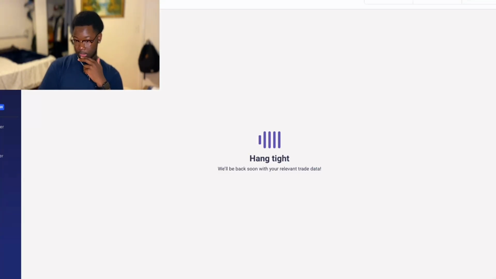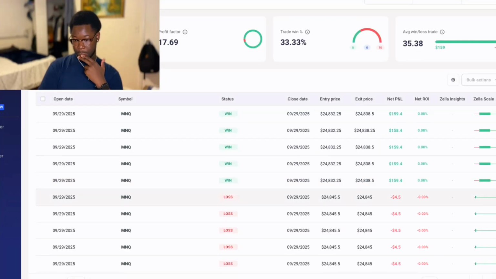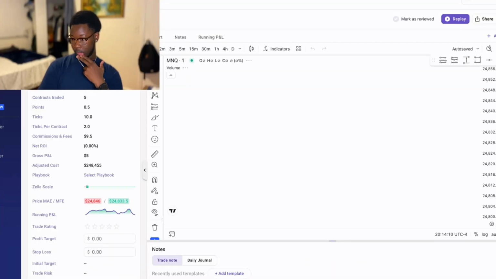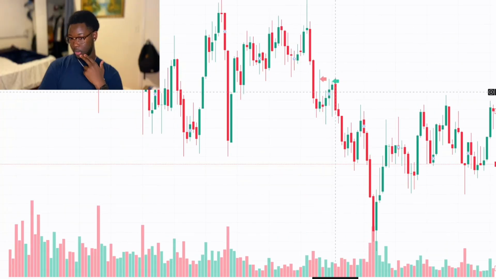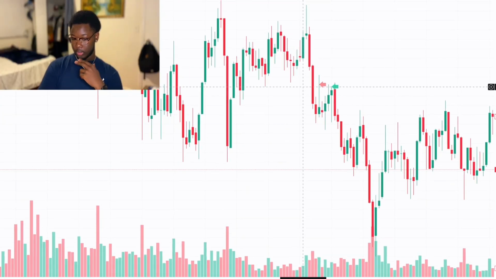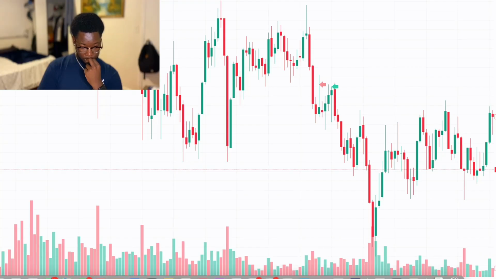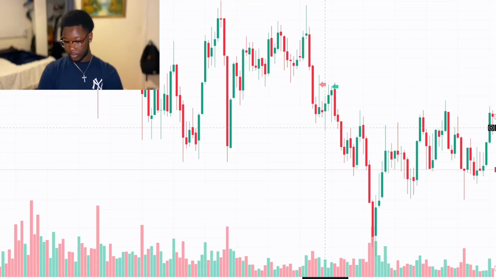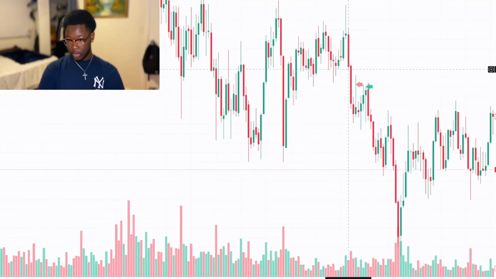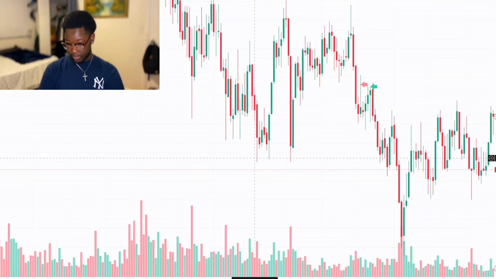Okay, now let's look at the second trade. So second trade here. Okay, cool. So where are we? I think the first trade was off of this inversion, right? Boom, got hit break even.